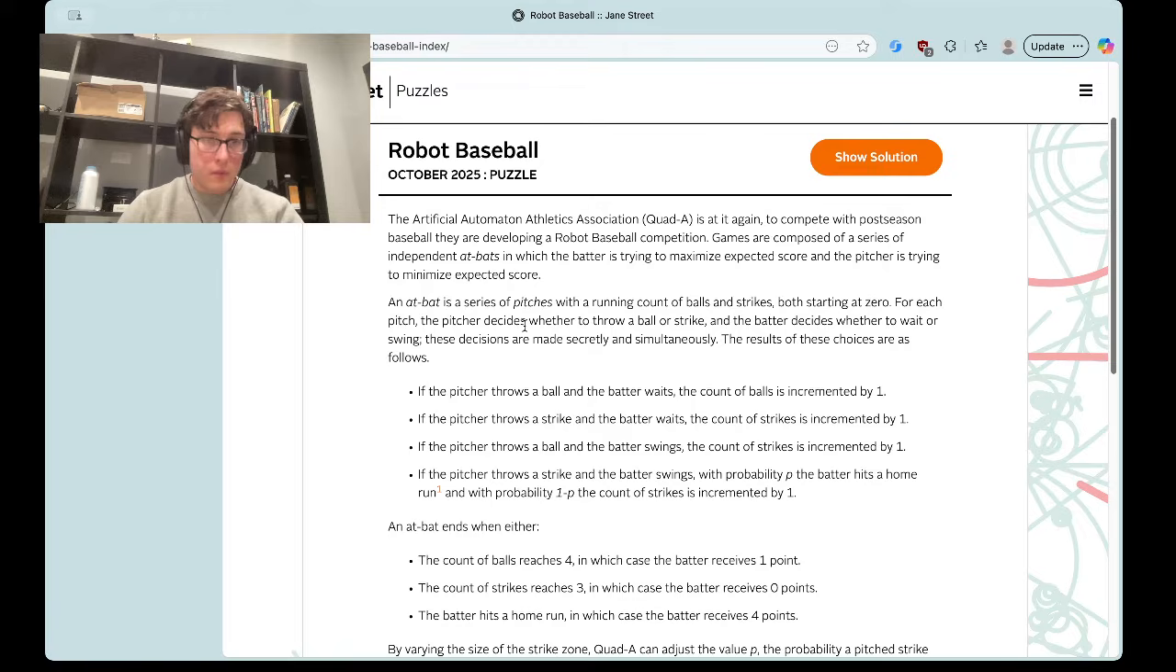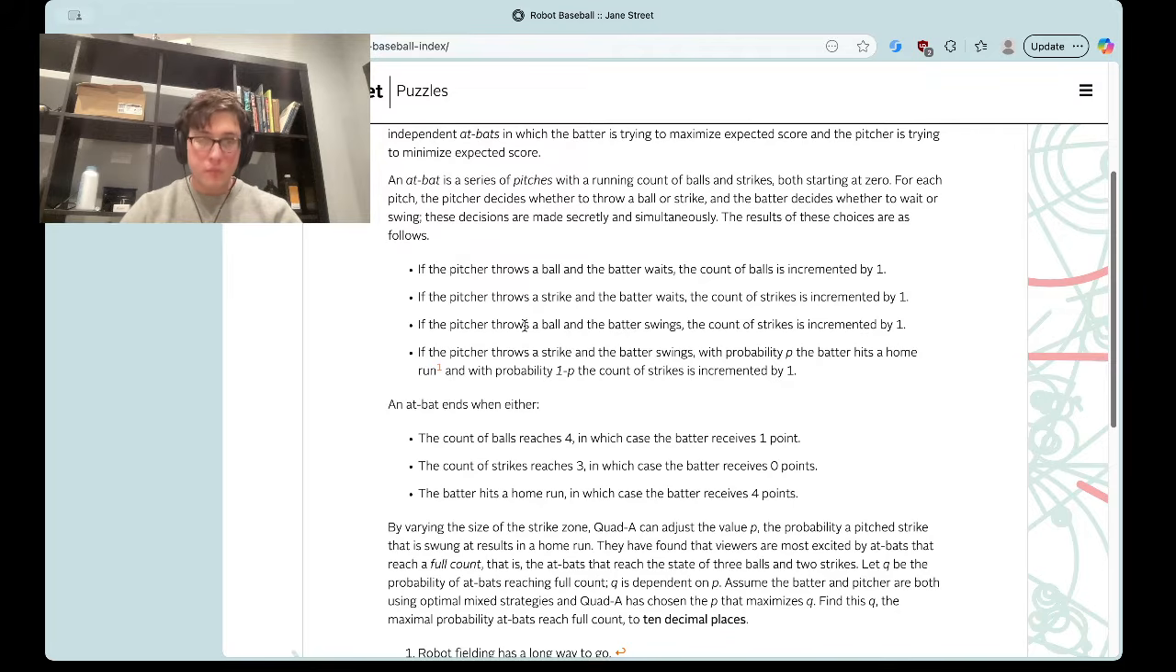So the Artificial Automaton Athletics Association is back again to compete with postseason baseball. They're developing a robot baseball competition. Games are composed of a series of independent at-bats in which the batter is trying to maximize expected score and the pitcher is trying to minimize expected score. An at-bat is a series of pitches with a running count of balls and strikes, both starting at zero. For each pitch, the pitcher decides whether to throw a ball or strike, and the batter decides whether to wait or swing. These decisions are made secretly and simultaneously.